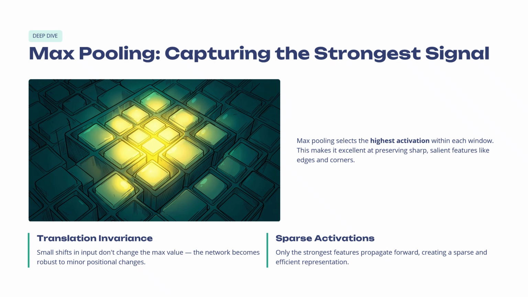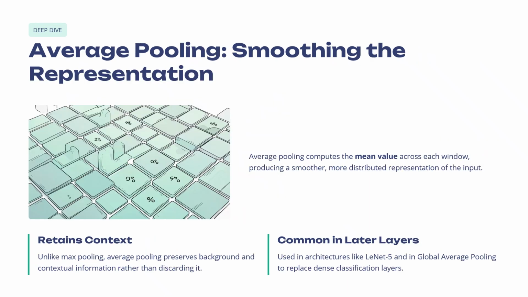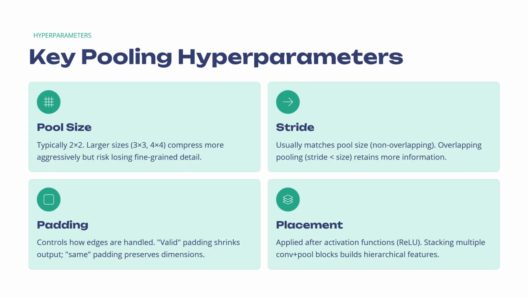Max pooling, capturing the strongest signal. Max pooling selects the highest activation within each window. This makes it excellent at preserving sharp, salient features like edges and corners, with translation invariance and sparse activations. Average pooling, smoothing the representation. Average pooling computes the mean value across each window, producing a smoother, more distributed representation of the input. It retains the context and is common in later layers.